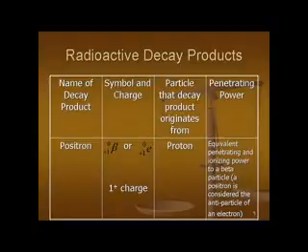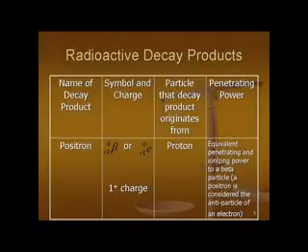The third of the 4 major decay products that we're going to examine in this class is the positron. And its symbol and charge, if you'll notice, the symbol is the same as the electron, except instead of having a 1 negative charge, it has a 1 positive charge. So we still use the Greek letter beta or an E for the symbol, but we have to make sure that we differentiate between the positron and an electron, which is a beta particle in this case, by that charge.